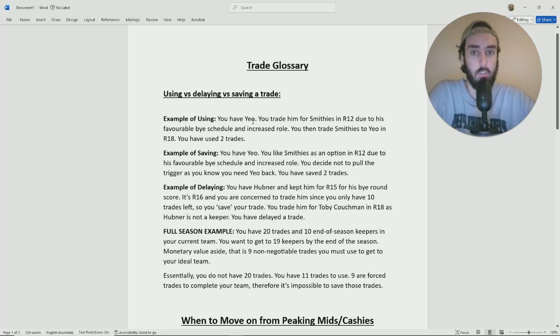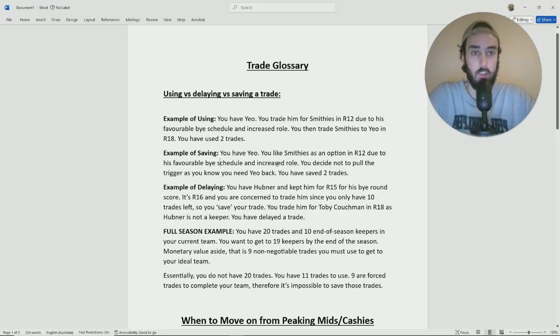So currently you have Yo. You trade him for Smithies in round 12 due to his favourable buy schedule and increased role. You then trade Smithies to Yo in round 18. So you make two trades there. Yo out for Smithies, Smithies out for Yo. That one's pretty clear. You've clearly used two trades there. You've traded out a keeper to a mid-range for your buy schedule. Totally fine, Smithies was a good option. And you've made that trade when Smithies has peaked after round 18, you trade him back to Yo. So that's a pretty clear example of how you've used two trades. I don't really need to go in depth on that one.